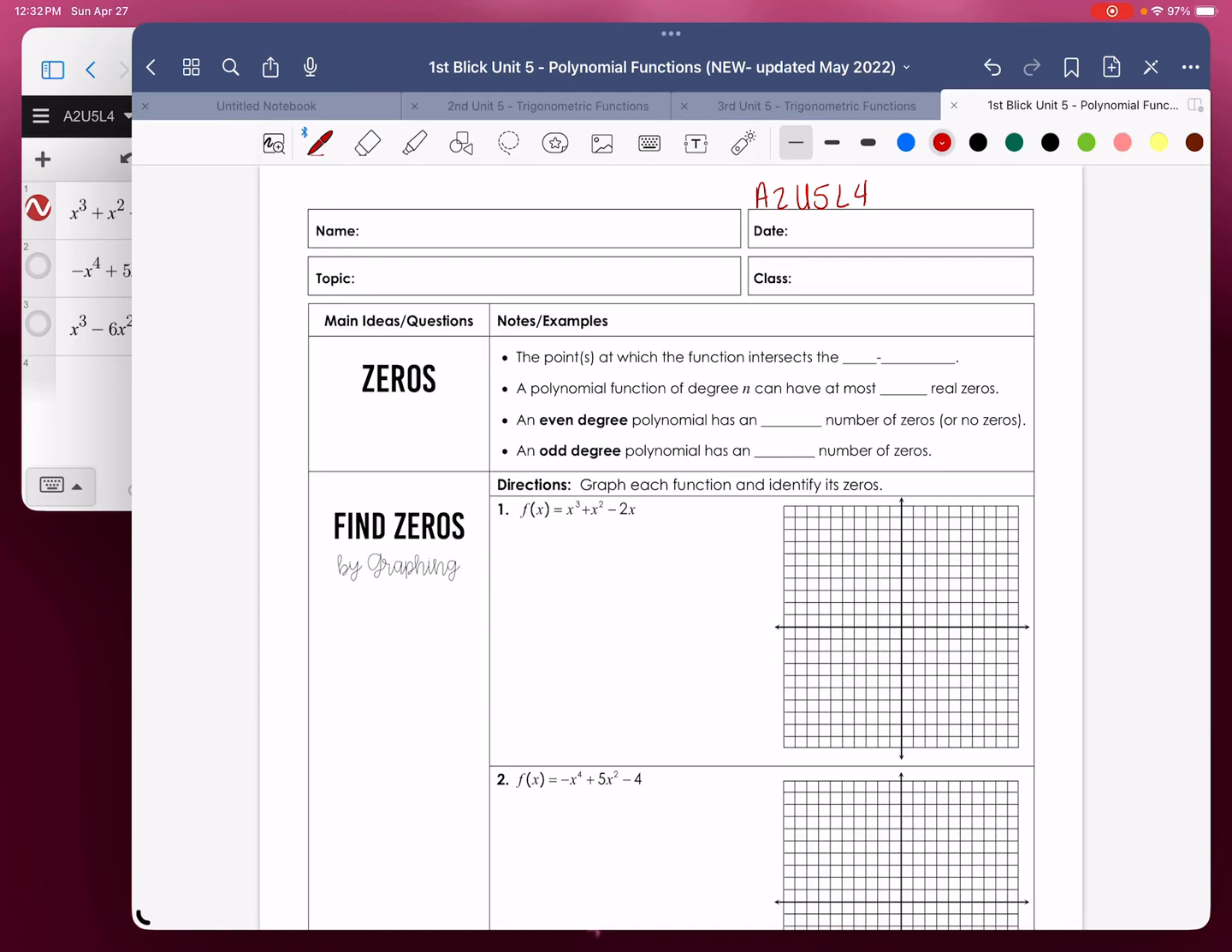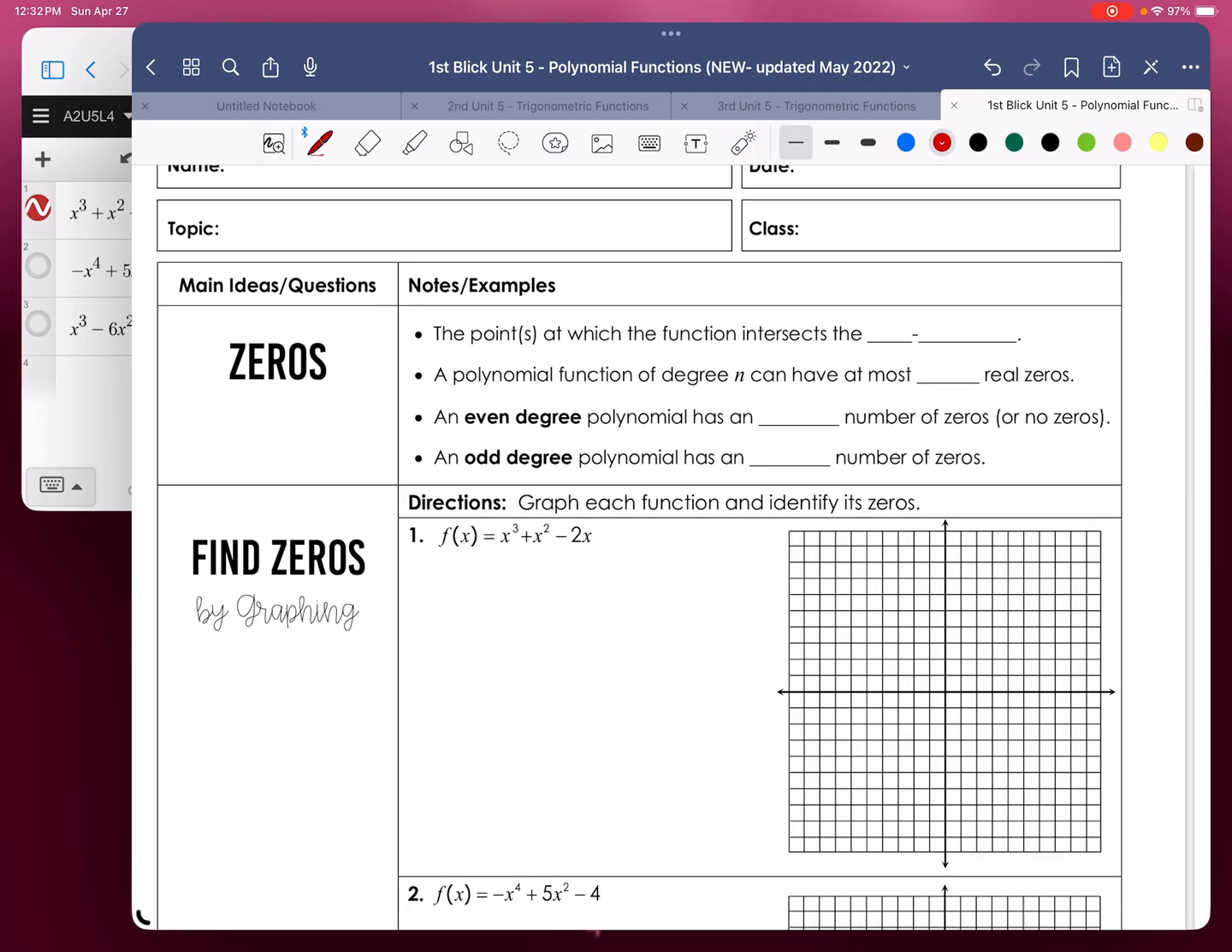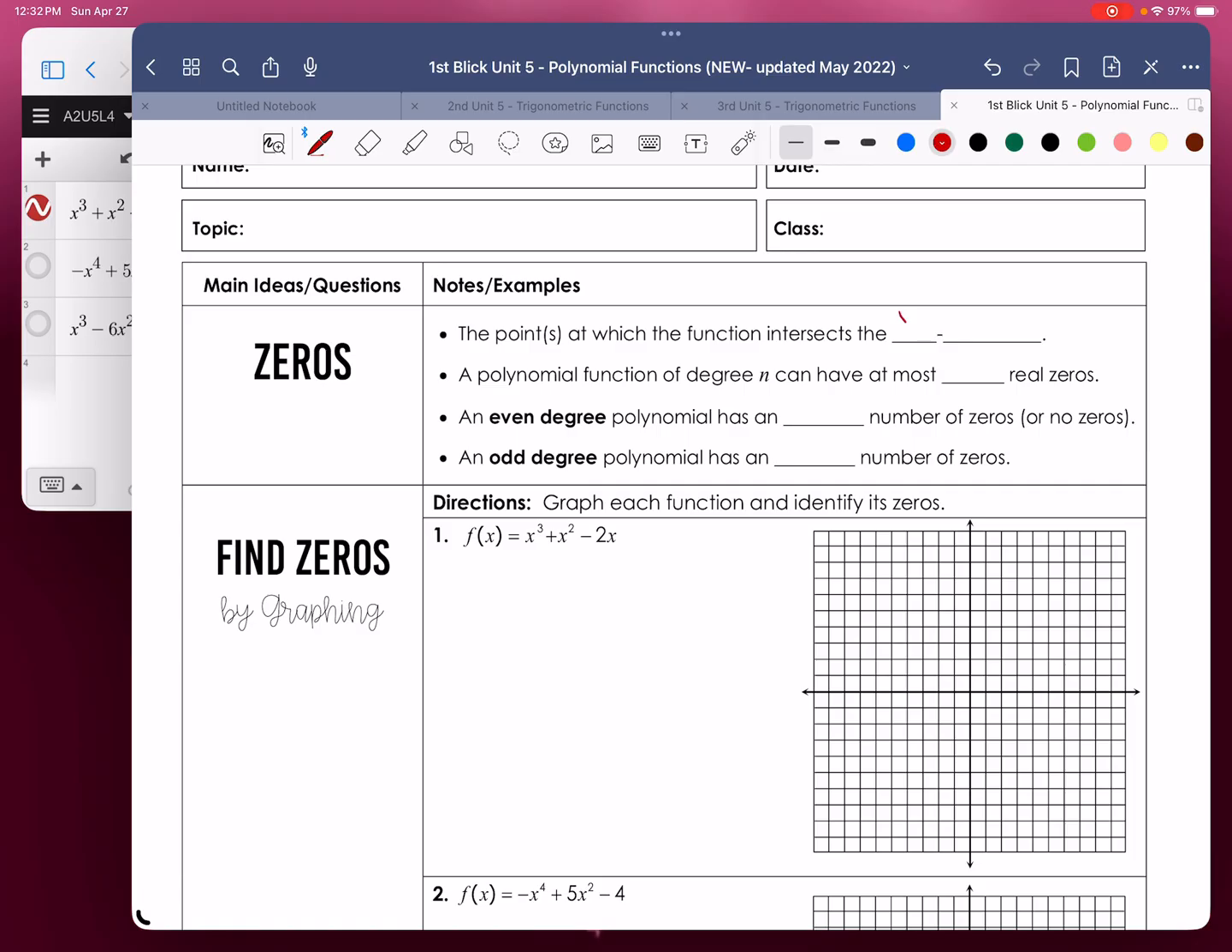So we're in A2U5L4, and we are going to talk about zeros of polynomials now. All right, first of all, some terminology. The point at which the function intersects the x-axis, that's your zero. That's what we're looking for.